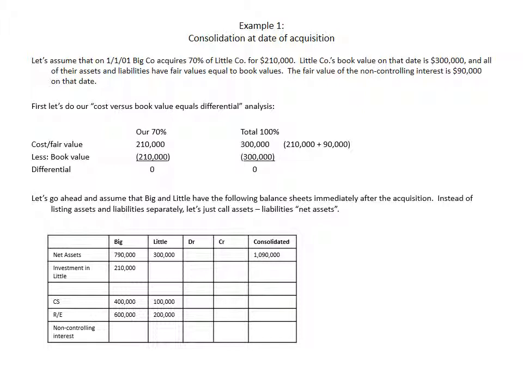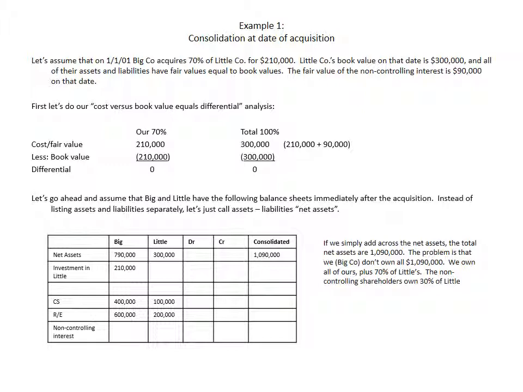Big Company has $790,000 in other net assets, plus their $210,000 investment in Little, for total assets of $1 million even. And again, their common stock and retained earnings, $400,000 and $600,000, to a total of $2 million. Now again, if we were to simply add across the net assets, the total net assets are $1,090,000. Now the problem is that we, Big Company, don't own all $1,090,000. We own all of ours plus 70% of Little's. The non-controlling shareholders own the other 30% of Little's $300,000 in net assets.